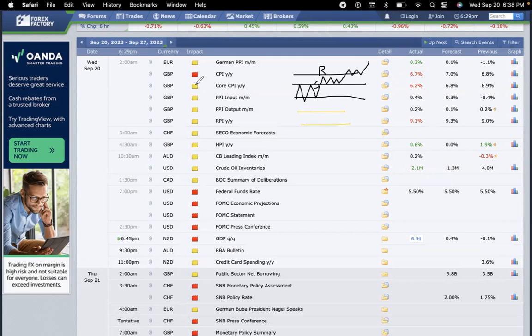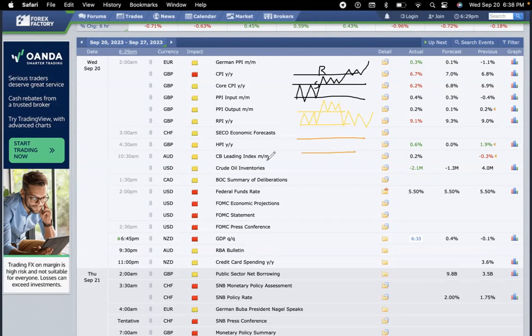So when you see a yellow folder, this is considered low impact news, and the market will tend to follow that same pattern, right? You'll have some consistency. There may be breakouts. However, finding your areas of support and resistance are going to be a little bit easier when the market has that type of motion.